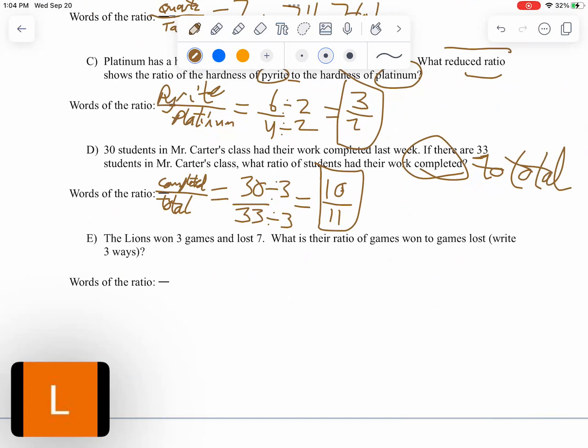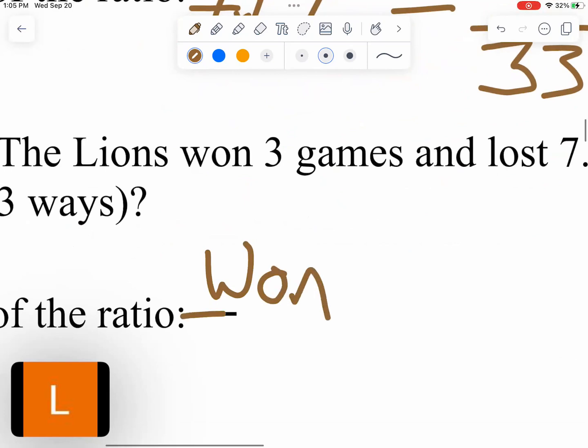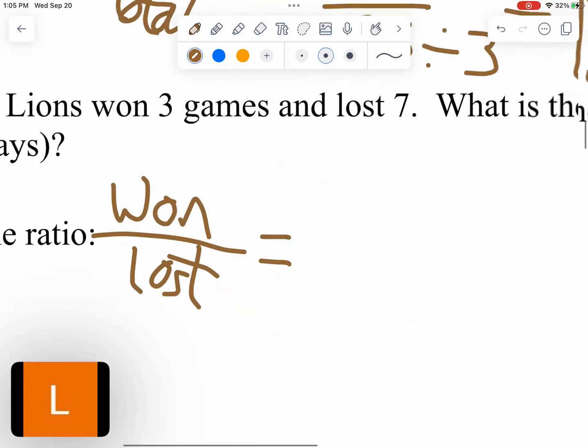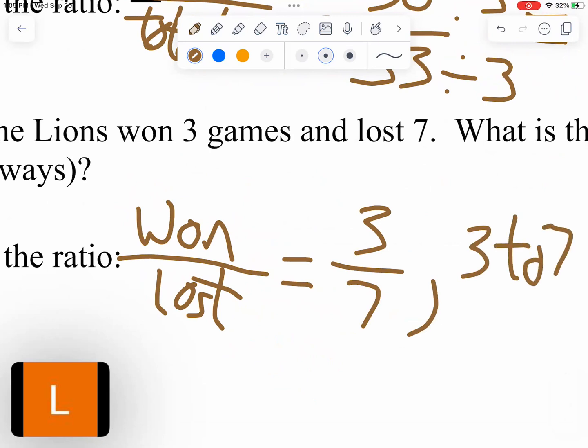All right, the next one. The Lions won 3 games and lost 7. What was their ratio of games won to games lost? So won over lost. And then it says we're just comparing those two. So it's 3 to 7, 3 to 7, and 3 to 7.